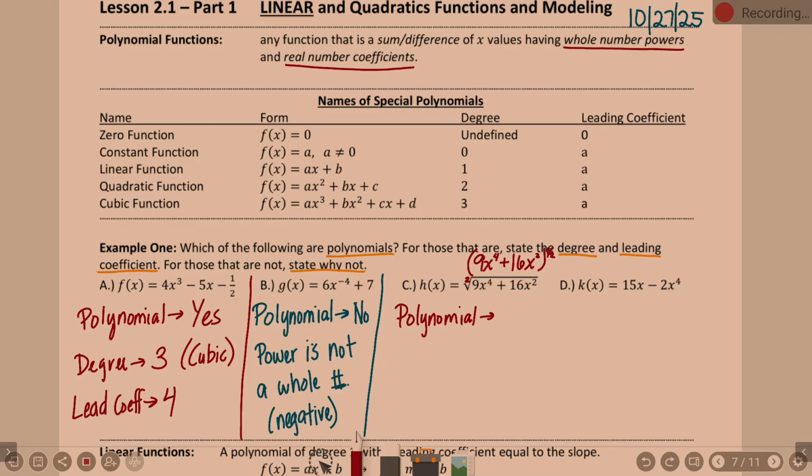Okay. Now, why do I throw that in there? It's a fraction. 1/2 is not a whole number. So this is not a polynomial. I want to meet the person who disagrees with this rule. It's not a polynomial.